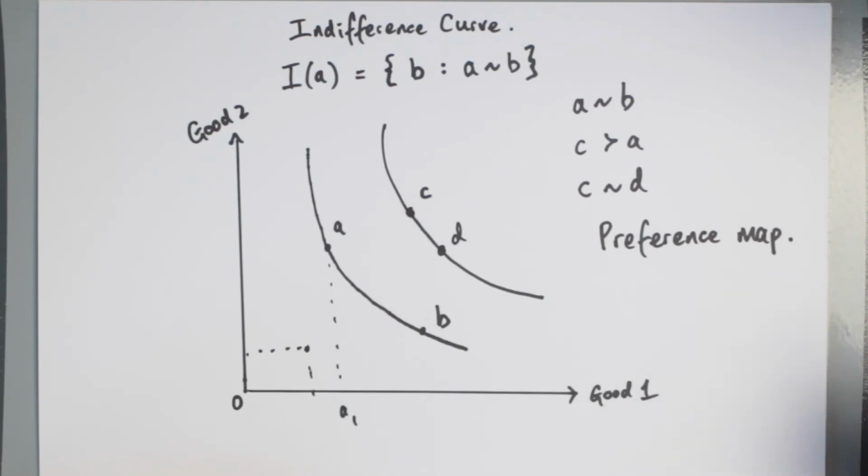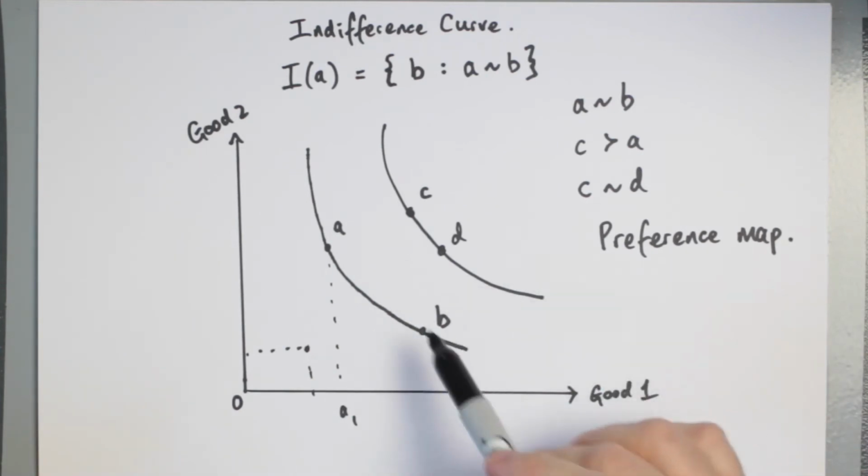So that's an indifference curve. Now, we're going to discuss the properties of these indifference curves. We've already written down 3 axioms. So these indifference curves will inherit certain properties from those axioms. So let's go through them next.